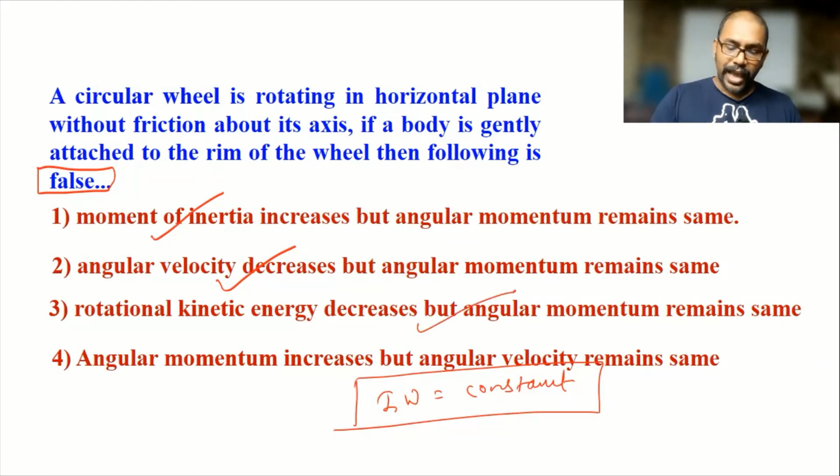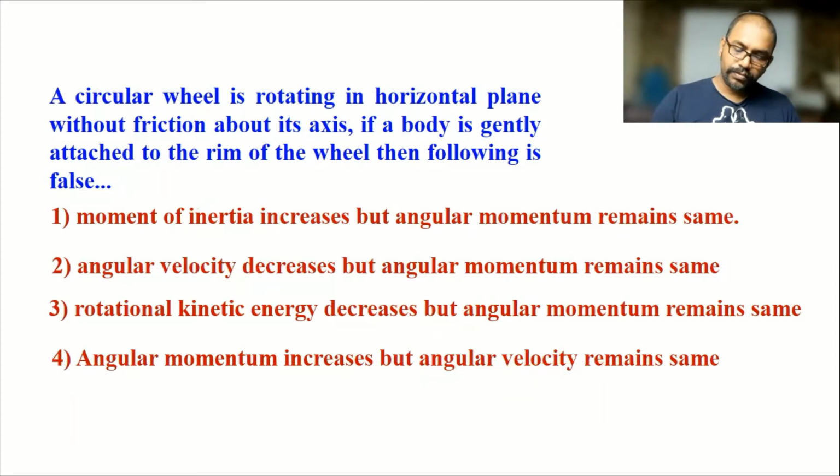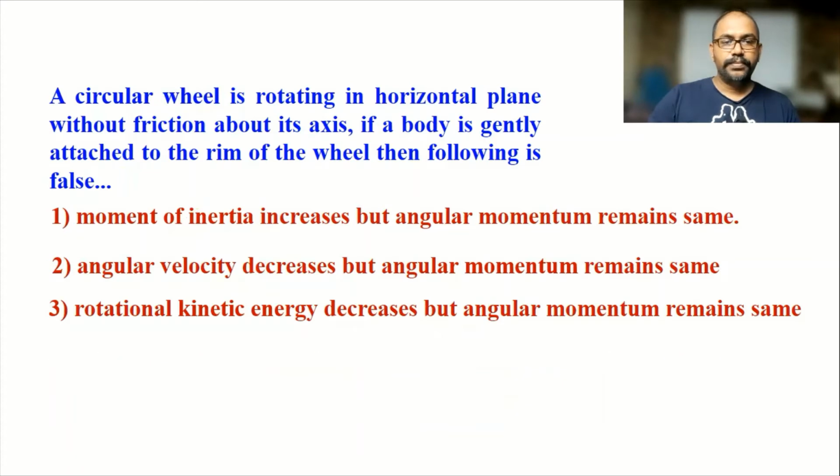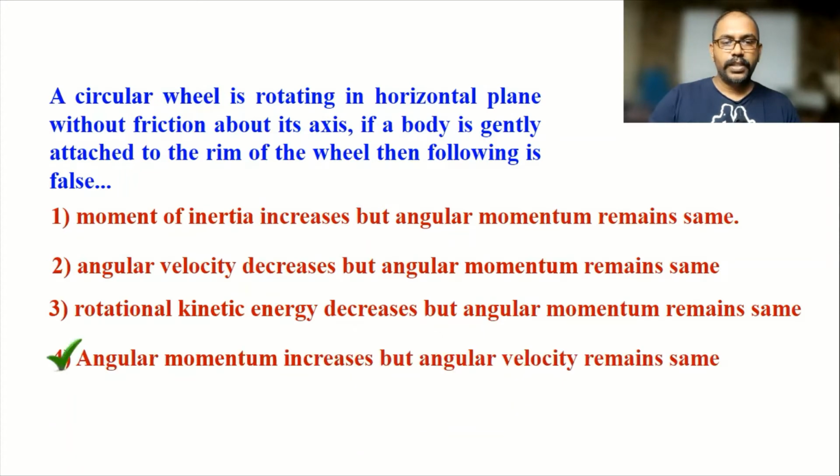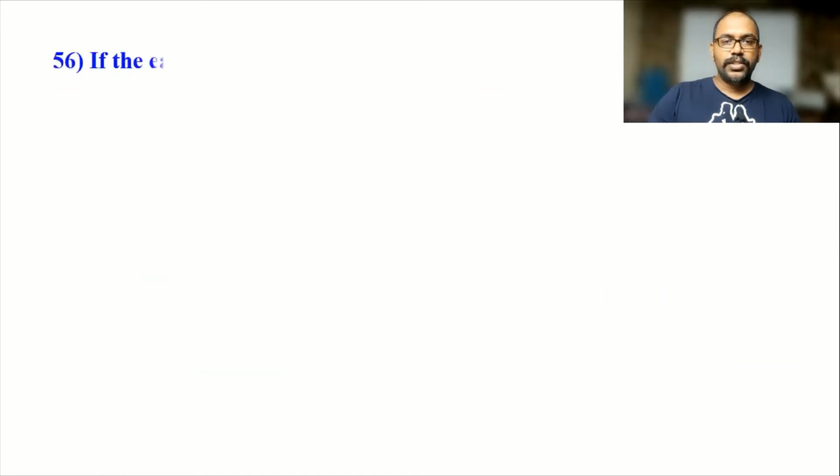Now, angular momentum increases, but angular velocity remains constant. So here this is wrong. This is the false statement, and this is the correct answer here. Angular momentum is always constant, that you have to note. So the answer here is option 4. Now we go for the next question.